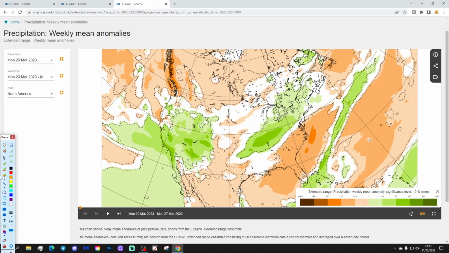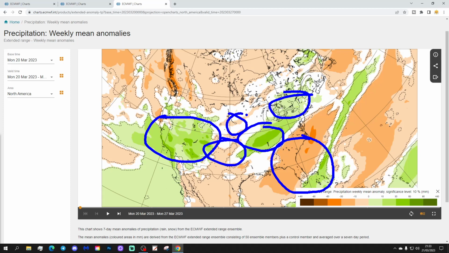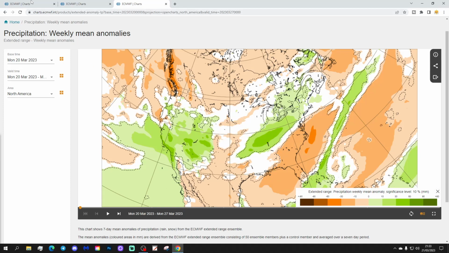Precipitation-wise, it looks like this, varying from state to state, but wettest again from the Rockies back to the Pacific coast, and then dry. We've got that ridge in the southeast and through the eastern seaboard as well. Of course, wet through the Midwest, extending up towards the Great Lakes as well, and then in between, a little bit on the drier side through there.